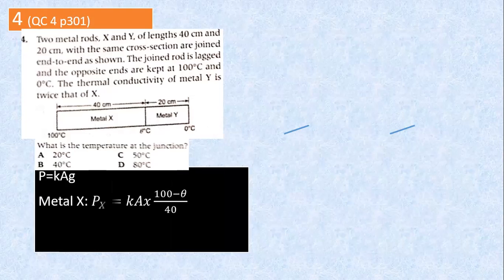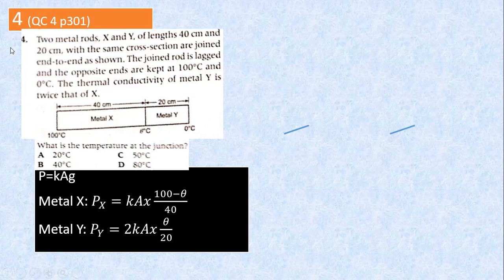Okay, calculate for metal rod X first. Let the temperature at the boundary be theta. Calculate your K, A, 100 minus theta. Length is 40 cm. So here we are not worried about the actual value. We are finding theta, so we don't have to convert it to meter. We can use cm. If you want to convert to meter, go ahead. It doesn't affect the answer. And then calculate for rod Y.